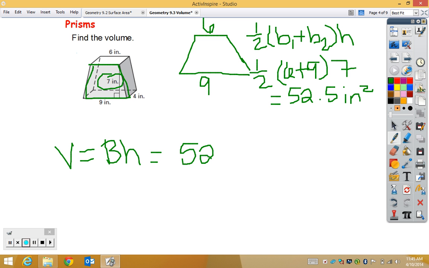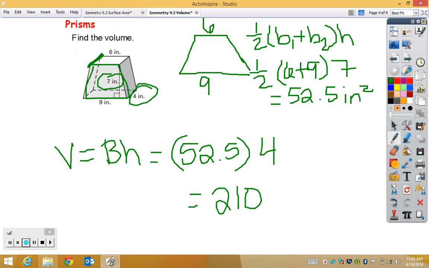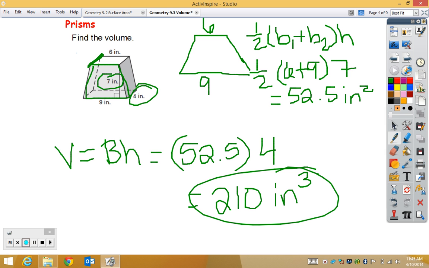So to do my volume formula, area of the base times the height, the area of the base is 52.5. The height of my prism is how far apart my two bases are. What is that length? Which is 4. I'm going to take it times 4. And I get my volume to be 210 cubed inches. So again, my height is how far apart my two bases are. This was my base because it was unique, not always what's on the bottom.